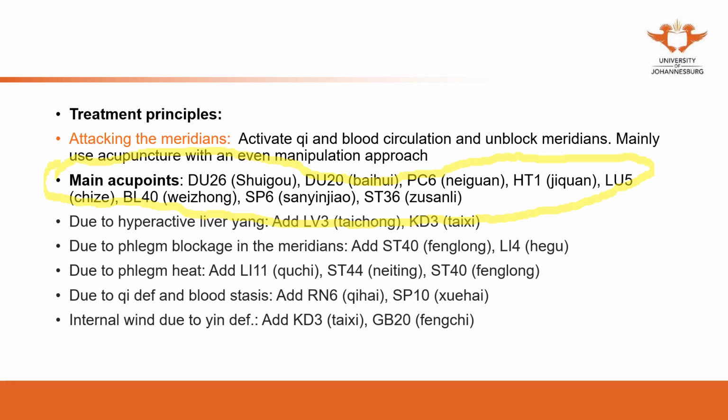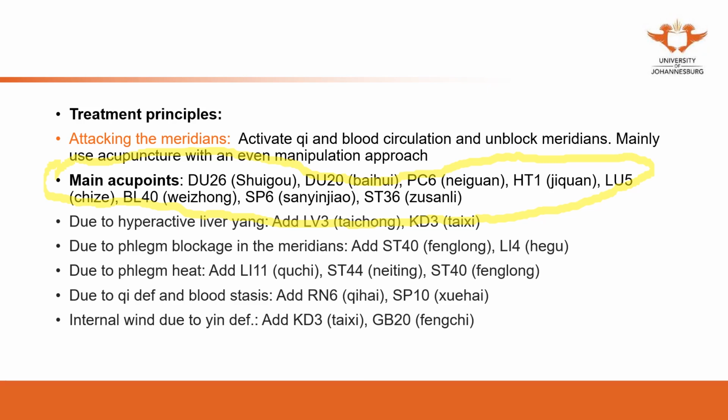Due to qi deficiency, you can add Rong 6 and spleen 10. You also can use moxibustion, or the combination of needling and moxibustion. Due to wind, you can use kidney 3 and GB20. You use kidney 3 because you want to tonify the yin to stop the wind.